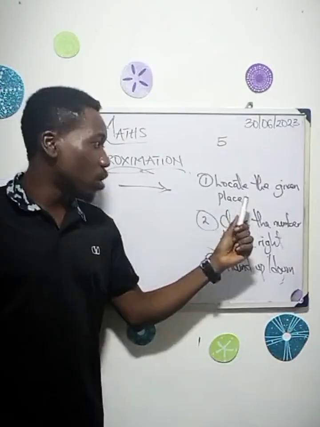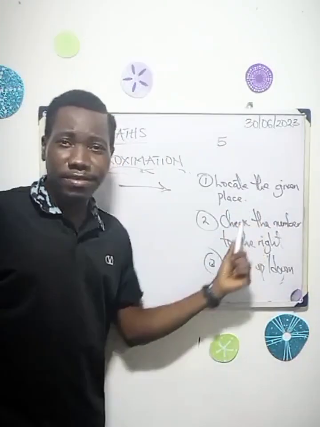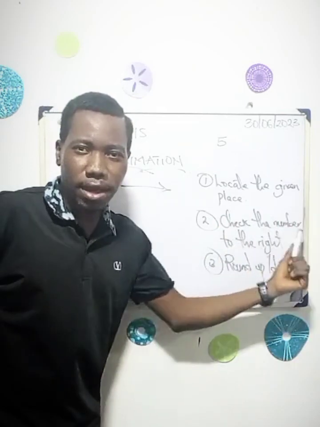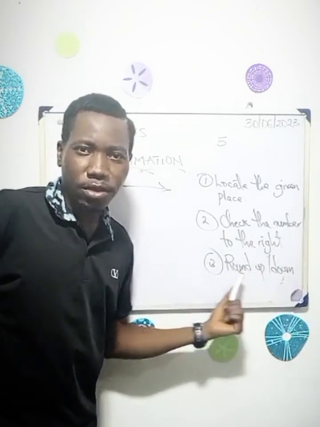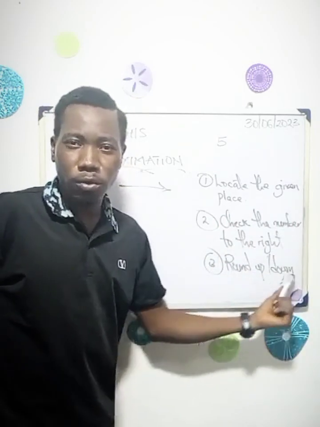The first step is what? Locate the given place. The second step is what? Check the number to the right. And the third one is what? Round up or round down.